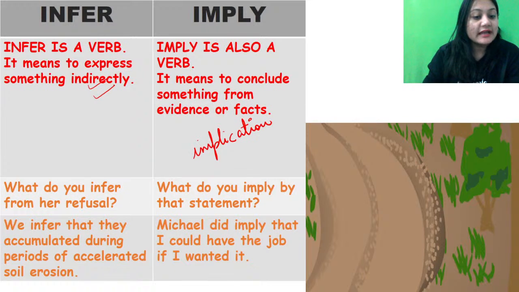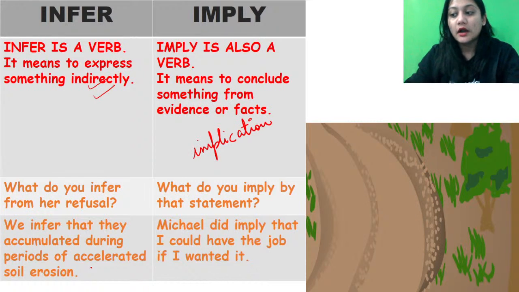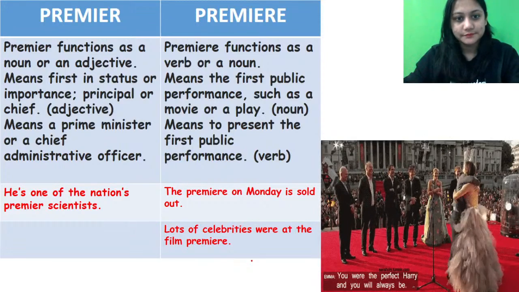We infer that they accumulated. Accumulated means gathered during periods of accelerated soil erosion. So something must have happened, and because of soil erosion it's right there. Michael did imply means he concluded that I could have the job if I wanted it. So that's what he concluded from whatever I have told him.